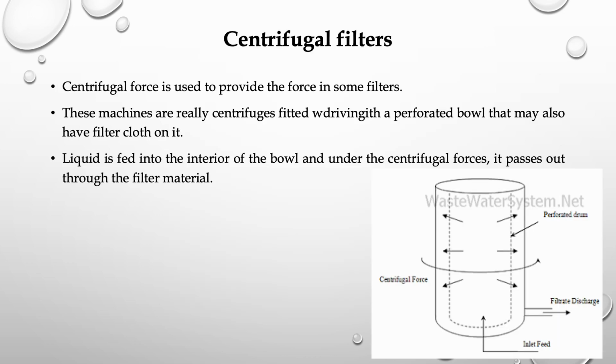Next is the centrifugal filters. Here centrifugal force is used to provide the force in some filters. You can see a perforated drum, over which a surrounding drum is kept. The material is fed inside this drum, and it rotates with a high centrifugal force. When it is rotated, the lighter liquid is thrown out of the perforated drum, and the solid materials stay inside the perforated drum. Then the filtrate is collected through the outer discharge.